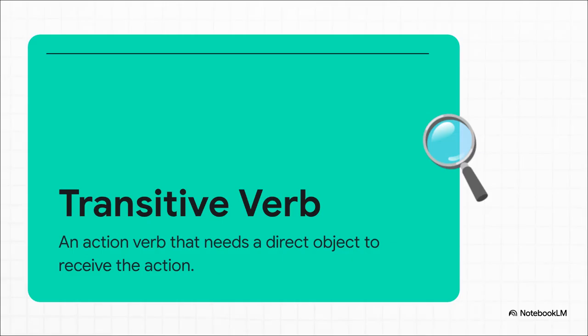So, what is a transitive verb? Well, to put it simply, it's an action verb that has to land on something. The action transfers, see, that's where the name comes from. It transfers from the person doing the action, the subject, to the thing receiving it, the object. If there's no receiver, the sentence just feels, well, broken.